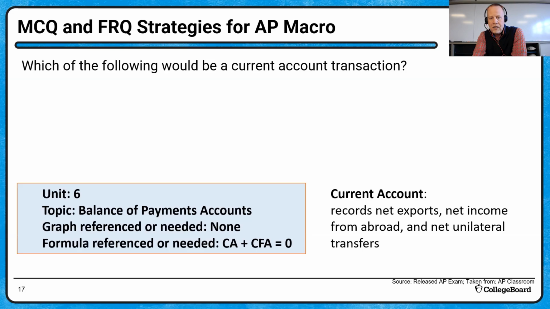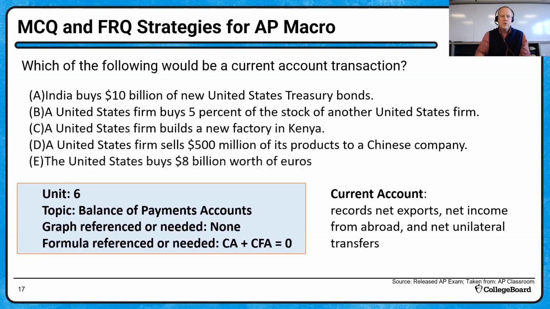So what is the current account? We know it's part of the balance of payments accounts. What transactions are recorded there? Net exports, net income from abroad, net unilateral transfers. So I know what I'm looking for. Now go through your 5 options. Okay, so look through your 5 options and say, okay, is each of these recorded on the current account?